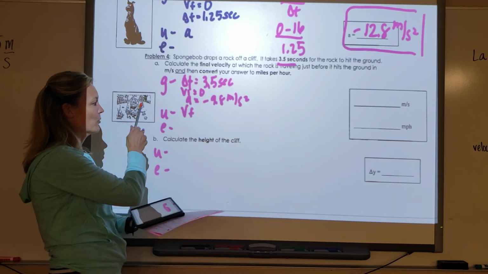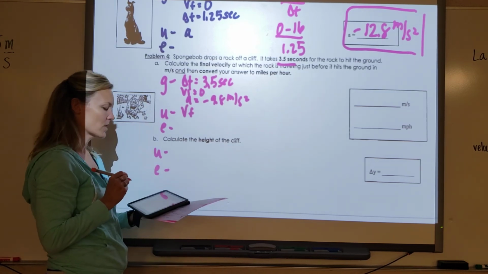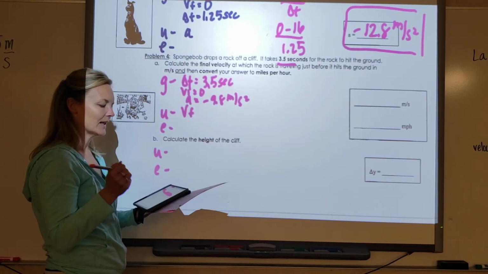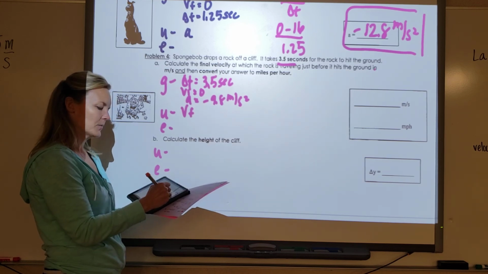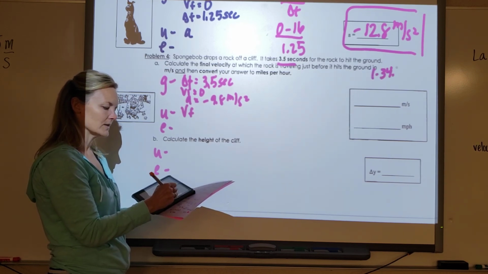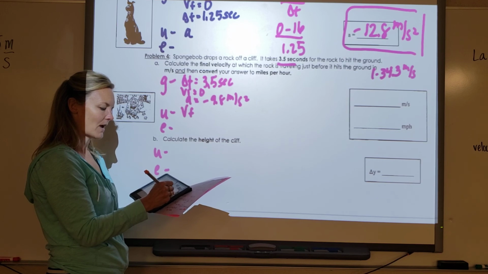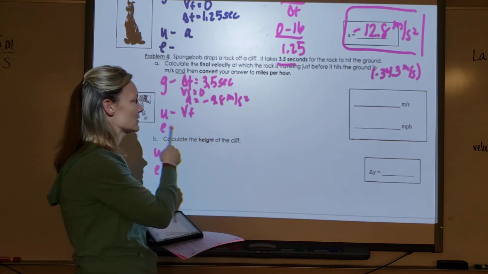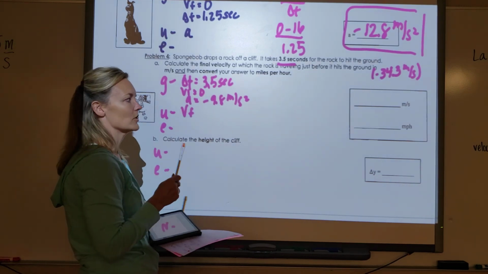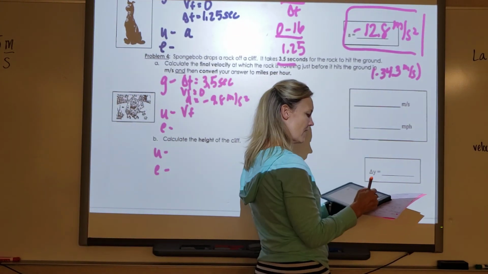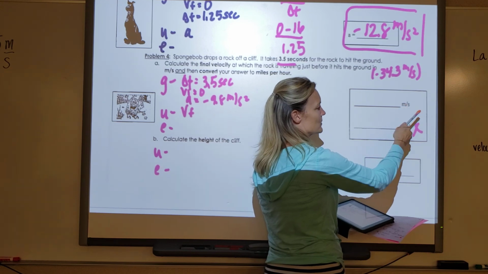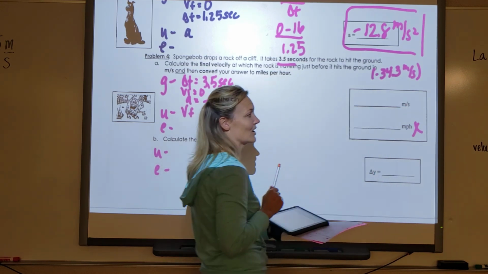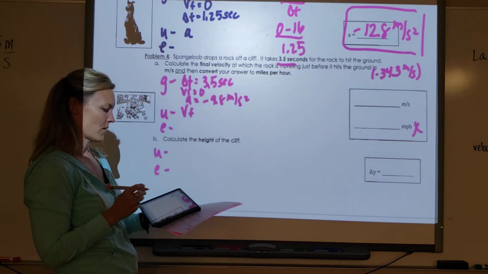I am going to figure out what equation to solve for, and when I get the correct answer, it is going to be negative 34.3 meters per second. So here is the final answer. You're going to make sure you can get the equation to check out, and you're going to get that for your answer. And then, once you have it in meters per second, you're going to do a conversion and convert it to miles per hour.